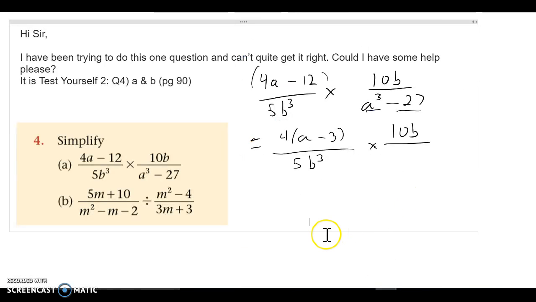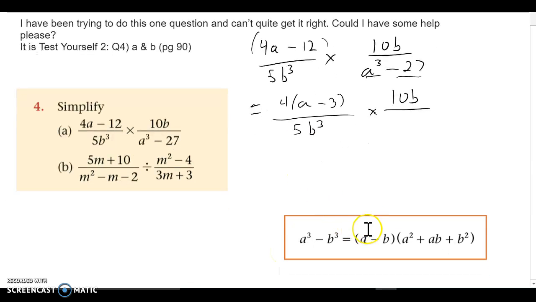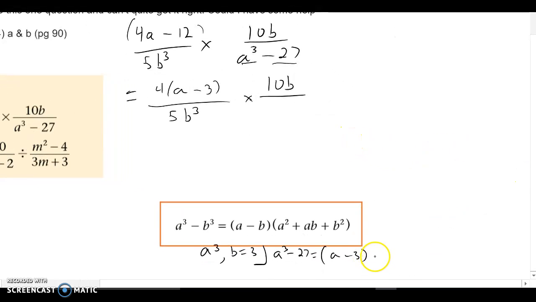This is probably something we'll need to go over with the whole class just to make sure they understand this. In this case, I have a cubed, but now b would be equal to 3. So a cubed minus 27 would factor to (a minus 3), because b is 3. And then it would be bracket a squared plus 3a plus 9. I've just followed that form.